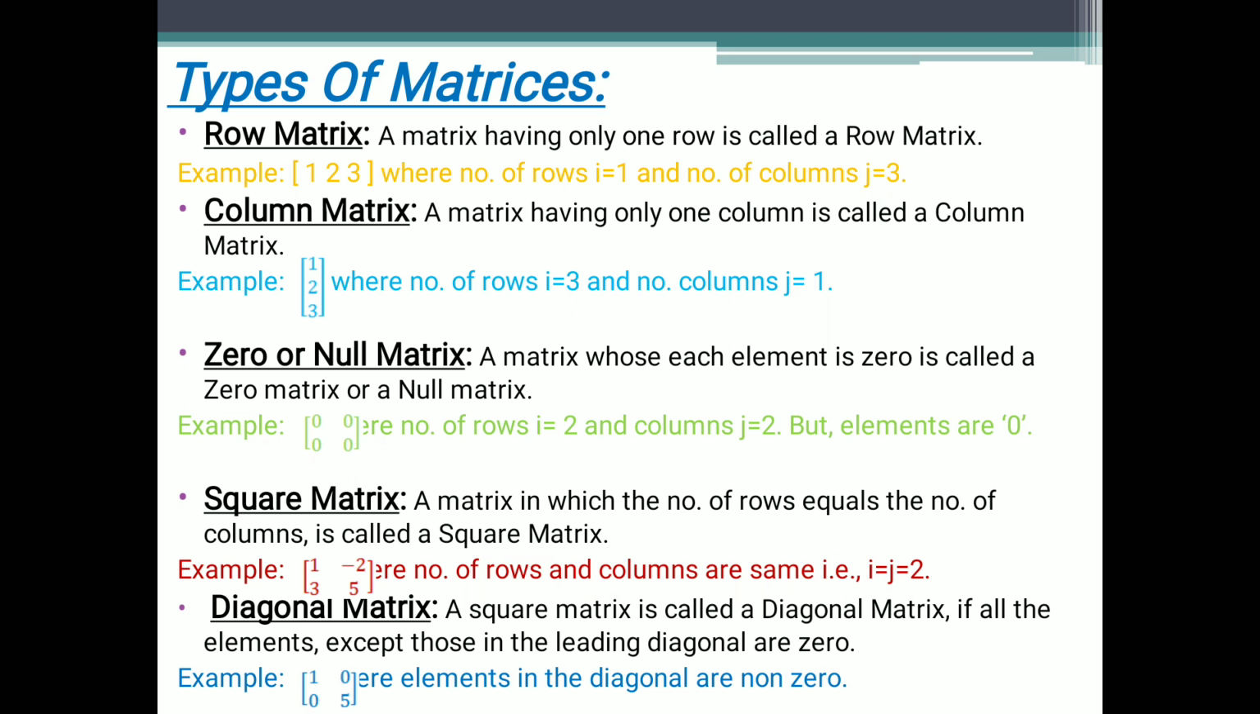Square matrix. A matrix in which the number of rows equals the number of columns is called a square matrix.